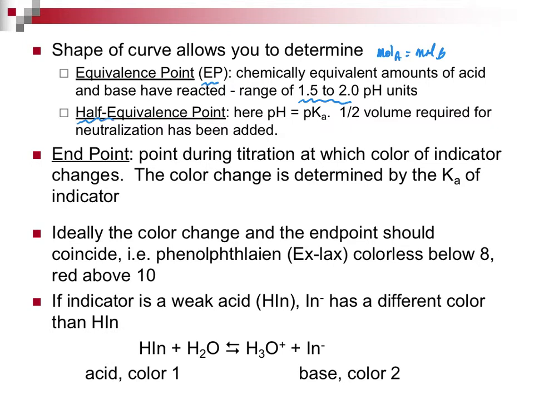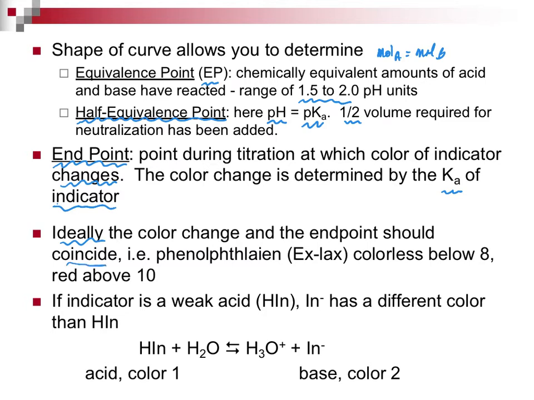An important point is the half equivalence point. You're going to say, why? Well, here your pH measurement is actually equal to your pKa. It's half the volume that is required for neutralization, all right? Then there's another point called the end point, and that's the point during the titration where the color actually changes. You may have a rough idea about that now, and that change is determined by the Ka of the indicator. So there's a lot of things going on here. Ideally, the color change and the endpoint should coincide.